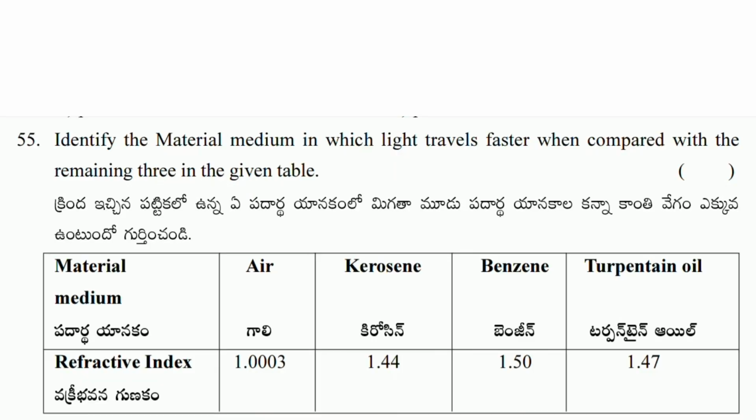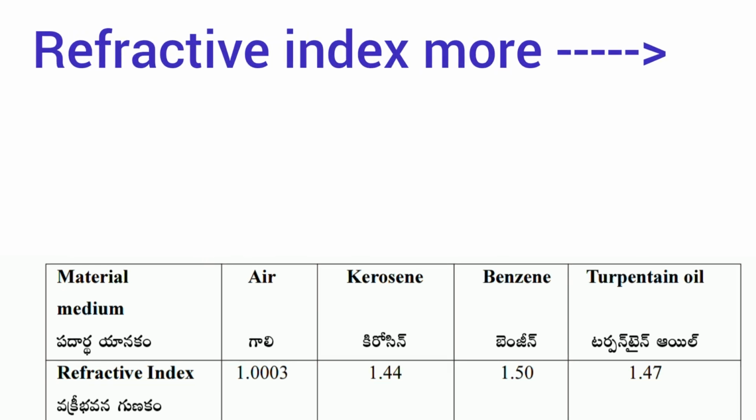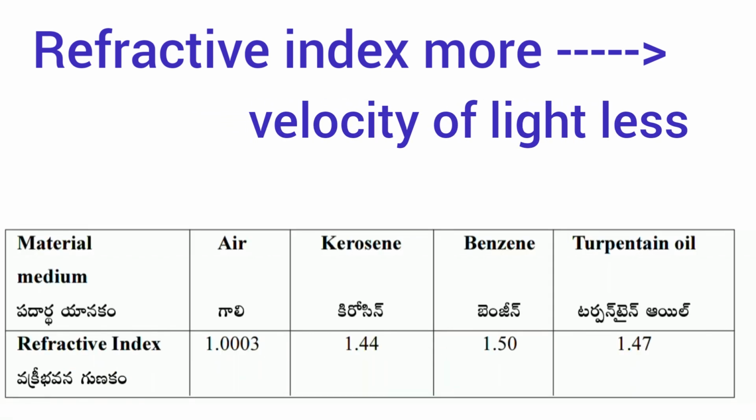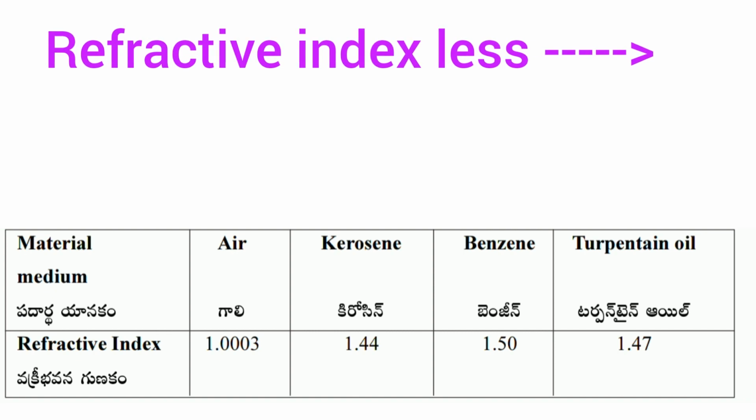Let's come to another question, that is, identify the material medium in which light travels faster when compared with the remaining 3 in the given table. That means here 4 materials are given, that is air, kerosene, benzene and turpentine oil, and the refractive indices of the 4 materials are also given. And we have learned that if the refractive index is more, then the velocity of light is less, and if the refractive index is less, then the velocity of light is more.